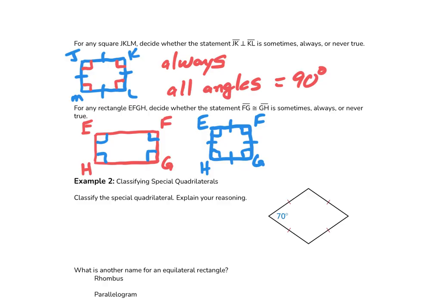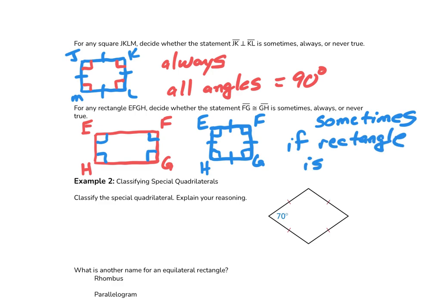Okay? So if I draw a square, every square is a rectangle. But is this rectangle a square? No, because it doesn't have 4 congruent sides. Okay? So in this one, what do you think we're going to say? Always, sometimes, or never? Sometimes. Okay? It works sometimes if the rectangle is a square. If it's not a square, then it wouldn't work. Okay? So sometimes it works, sometimes it doesn't.